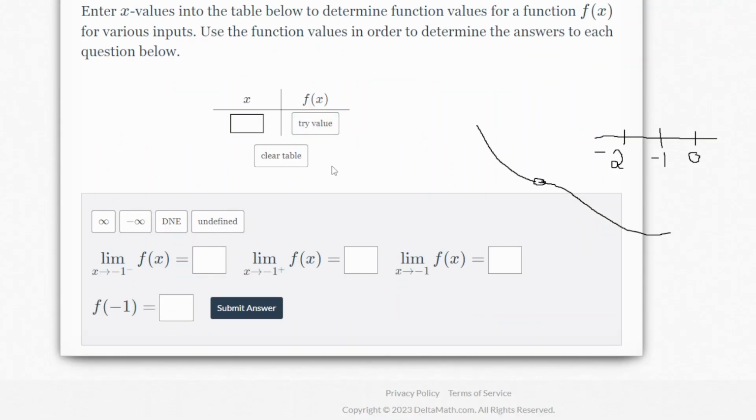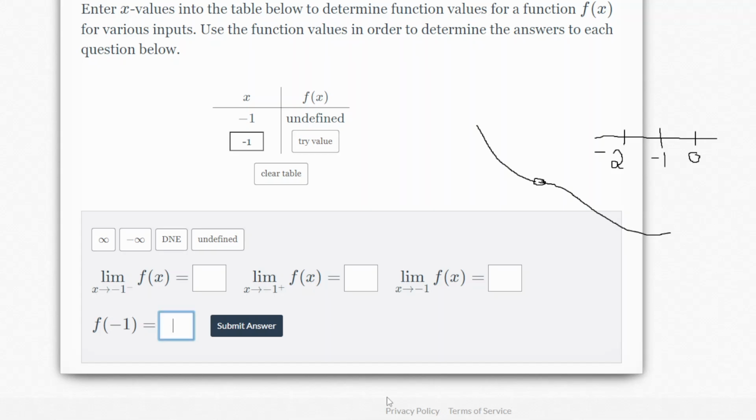Okay, this time we have a negative 1 as the number we're trying to figure out what the limit's approaching. So I would probably first just plug in my negative 1 again and hit try. It tells me it's undefined. And there's a little button right here. You can just hit undefined. That means there's a hole there or an asymptote or something that's making that not exist.